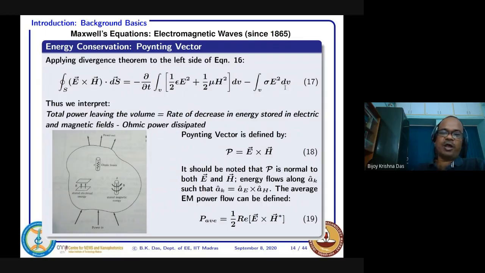So you consider a volume, and then in that volume this part says how much energy is being lost because of the Joule heating. Because whenever an electromagnetic wave propagates in a material medium where you have some sigma, that means a charge can transport, conductivity is there. So because of that conductivity, current will flow, and that current causes some kind of I square R Joule heating. So that means some energy will be dissipated there.